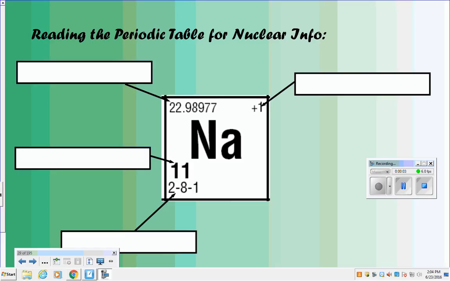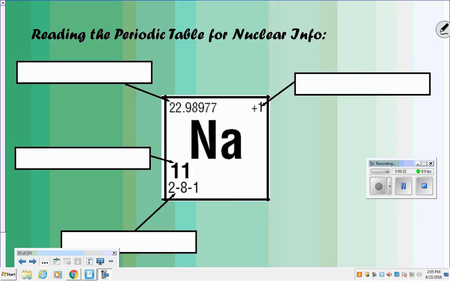A bit further with understanding nuclear structure. We're going to talk about atomic structure overall. We're going to talk about how the periodic table can give us information about the structure of an atom and the concept of isotopes.